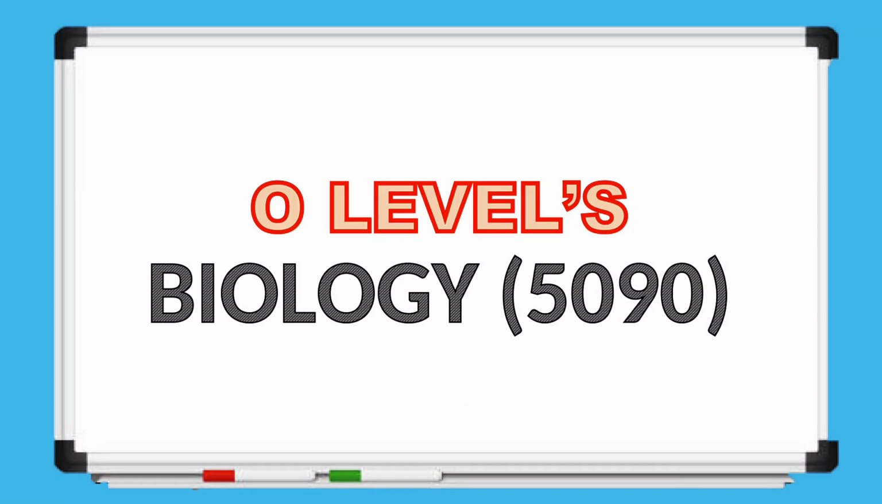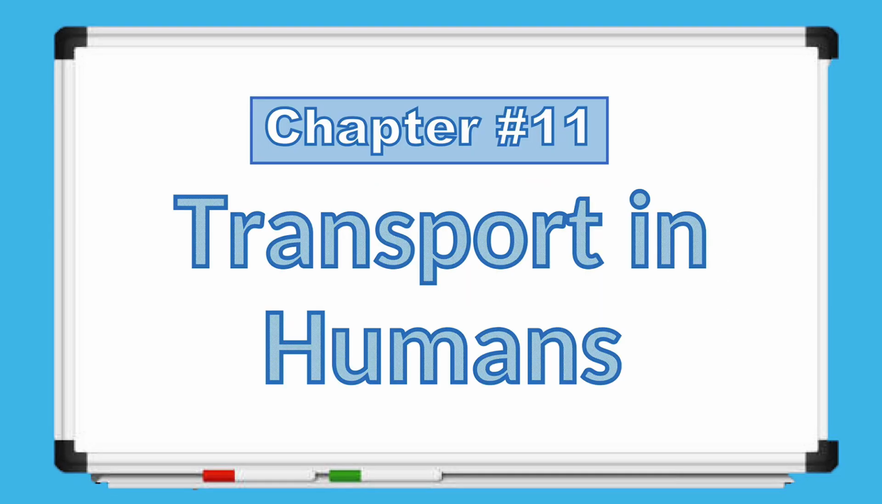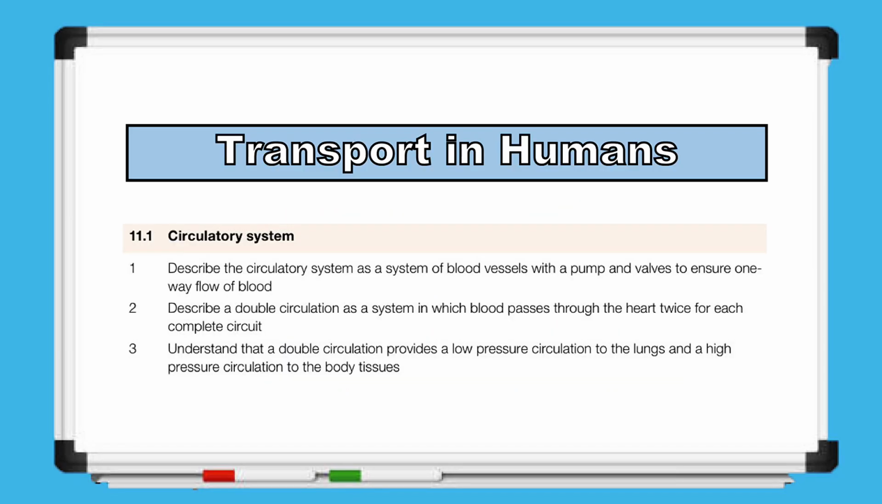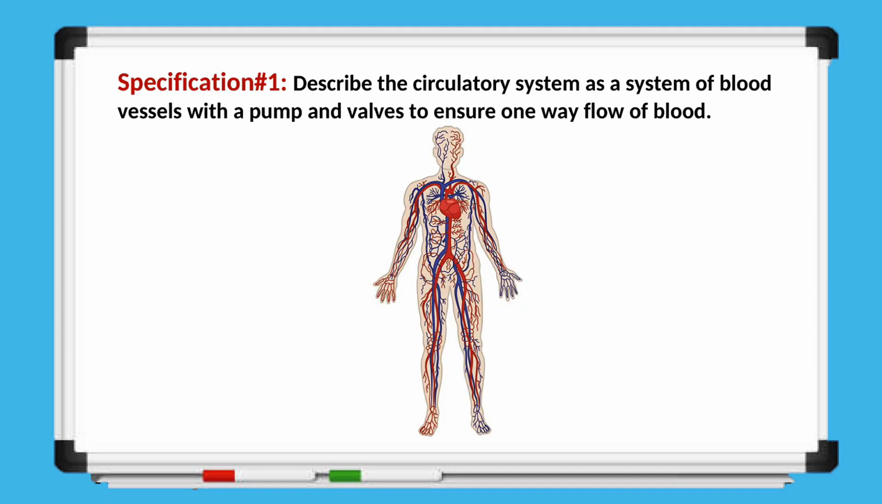After finishing 10 chapters successfully, we are now ready to start the 11th chapter, Transport in Humans. This chapter is quite detailed, so we will go through each concept step by step to make everything easy to understand. We will start with Unit 11.1, the Circulatory System, and these are the specification points we will be covering.